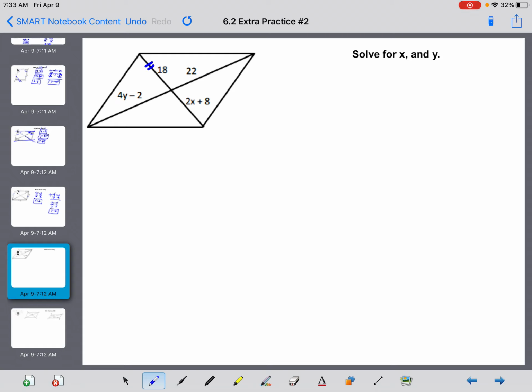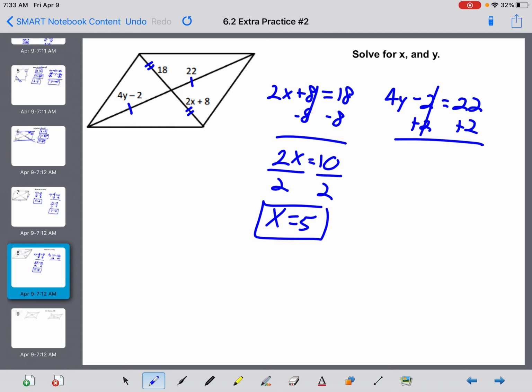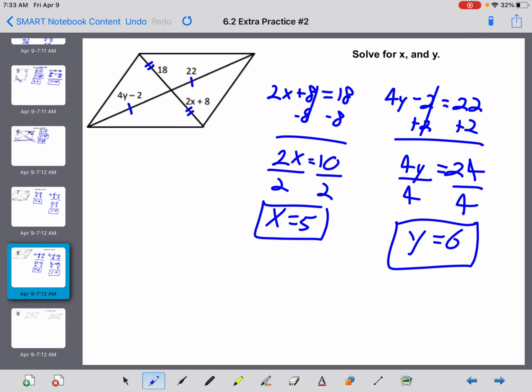Okay. Here we know diagonals bisect each other, so we can set them equal. So 2x plus 8 is going to equal 18, and 4y minus 2 is going to equal 22. Minus 8 on both sides, 2x equals 10. Divide by 2 on both sides, and x equals 5. Add 2 on both sides to the right, 4y equals 24. Divide by 4 on both sides, and y equals 6.